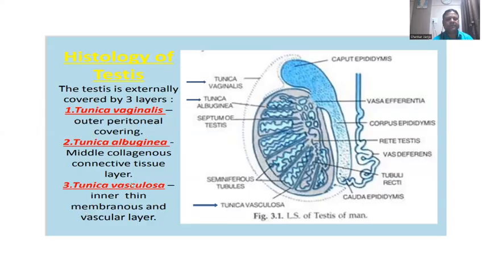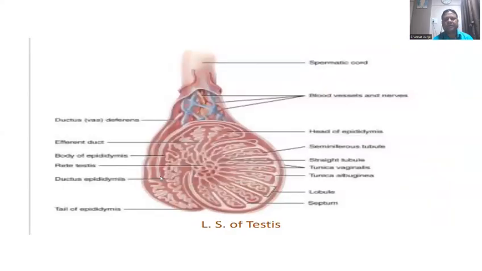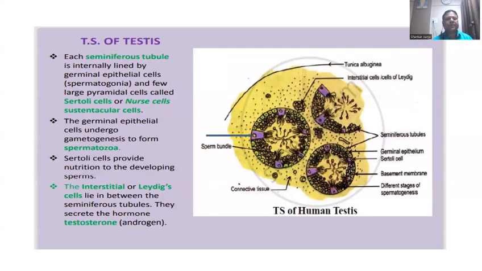Next, the diagrammatic structure. When you go into detail about the testes, you will get the internal structure in which there is reticular connective tissue. And in the reticular connective tissue, many seminiferous tubules are lodged. They are present. So this is about the TS of testes.